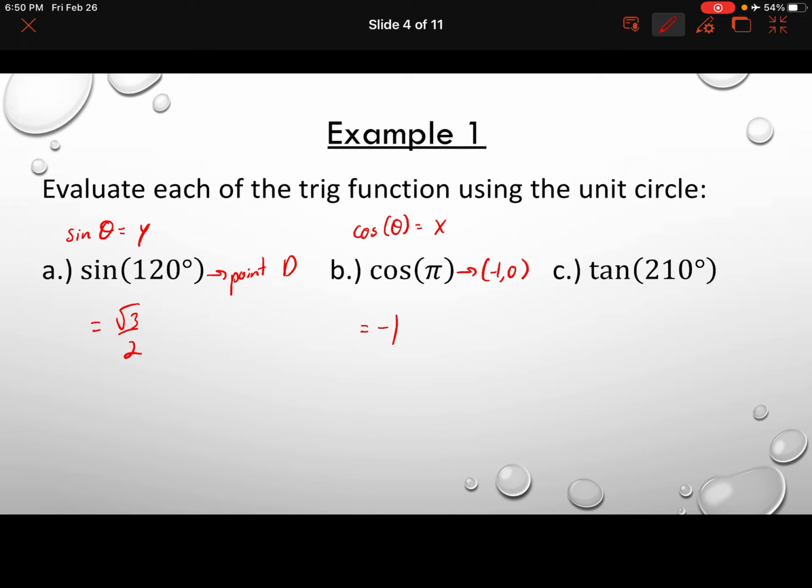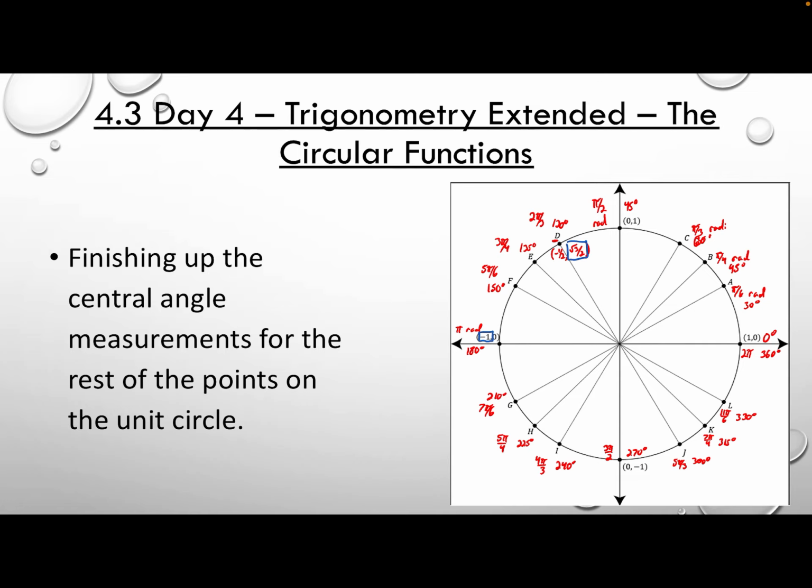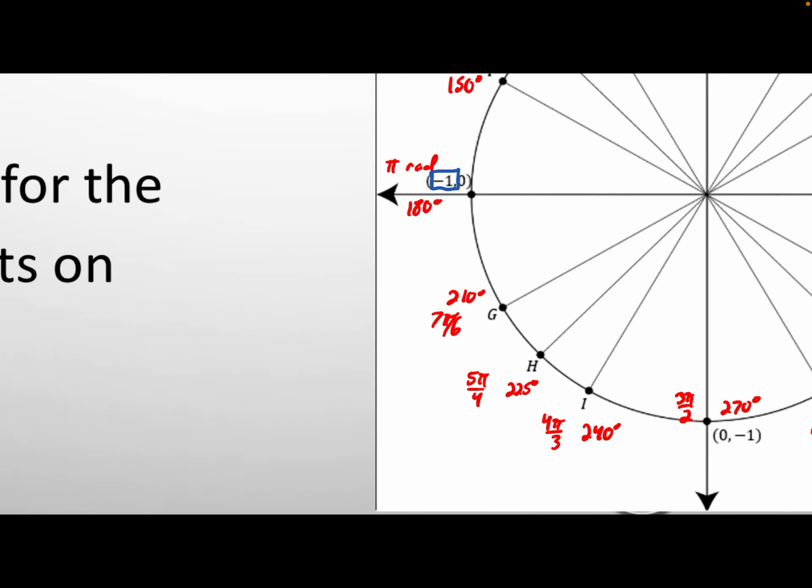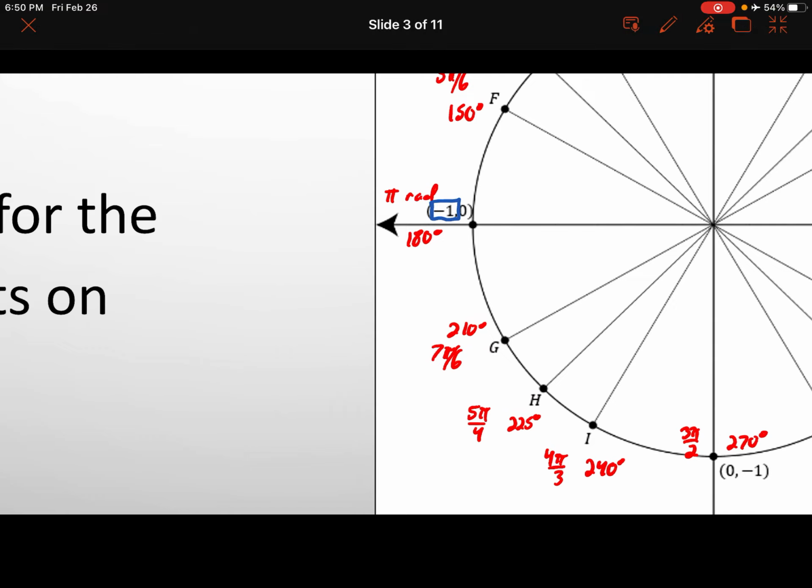Then finally, tangent of 210 degrees. Recall that tangent is equal to y over x. So the y value of the point on the unit circle divided by the x value of the point on the unit circle. So let's look up 210 degrees. So 210 degrees looks to be point G. And hopefully, like I said, you have this written down on your circle already. The coordinates of that point G are negative radical 3 over 2, comma -1/2. So we're going to take the y value divided by the x value. Okay, so the y value is -1/2, the x value is negative radical 3 over 2.